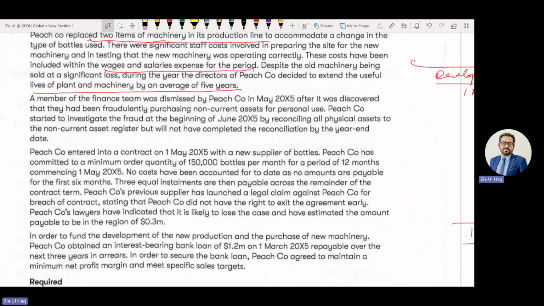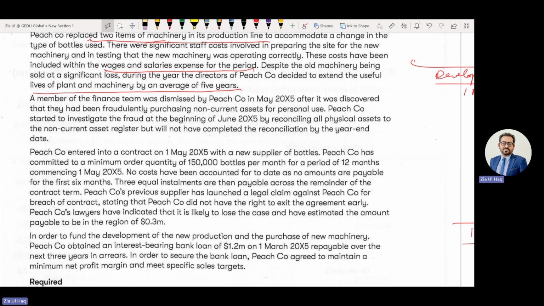A member of the finance team was dismissed by Peach Company in May 2025, after it was discovered that they had been fraudulently purchasing non-current assets for personal use. Peach Company started to investigate the fraud at the beginning of June 2025 by reconciling all physical assets to the non-current asset register, but will not have completed the reconciliation by the year-end date.